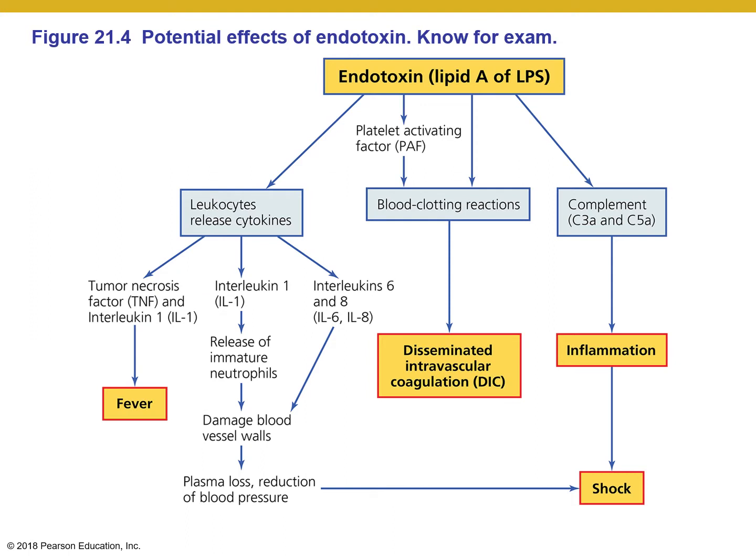So if we look at an endotoxin called lipid A of lipopolysaccharide, this is a very nasty endotoxin, and you can see that it will trigger platelet and blood clotting reactions and cause what we call disseminated intravascular coagulation, also known as DIC. So here we have the formation of blood clots, and of course blood clots can lead to death.